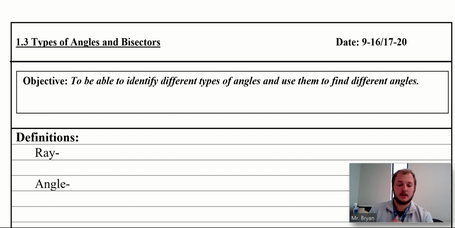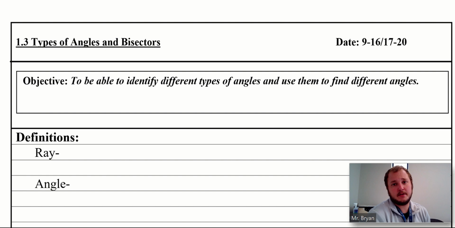Okay, so for today, the label is going to be 1.3, types of angles and bisectors. The date today is either the 16th or the 17th, depending on whatever day you have this class. Again, as a reminder, it's always optional to add the date.